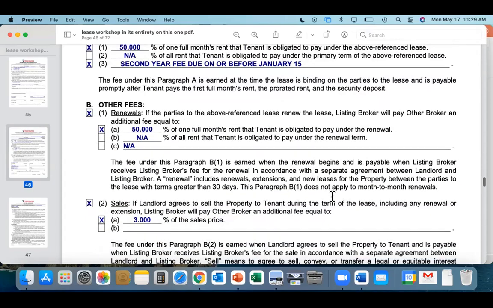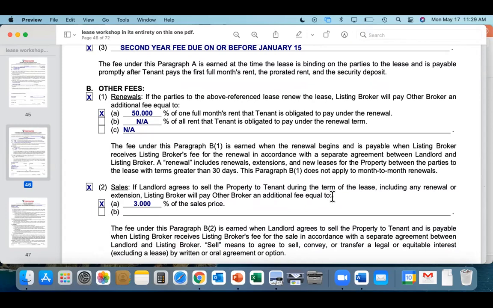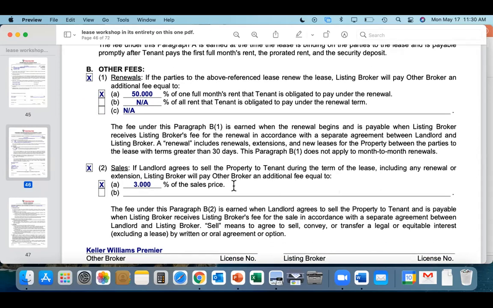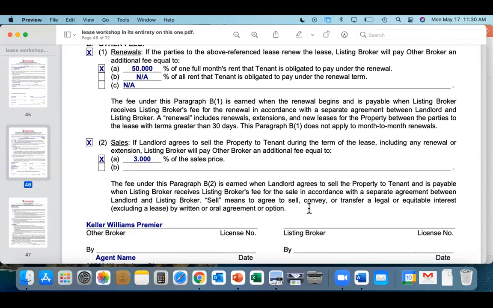If the brokerage brokers the deal for the landlord to sell the property to the tenant, they are to pay us 3%. Landlord agrees to sell the property to the tenant during the term of the lease, including any renewal or extension. Listing broker will pay the other broker an additional fee equal to 3%. I missed that part. The fee is earned when the landlord agrees to sell the property to the tenant and is payable when the listing broker receives the listing broker's fee for the sale. So they have to be using the listing broker to broker it. Got it. Thanks.